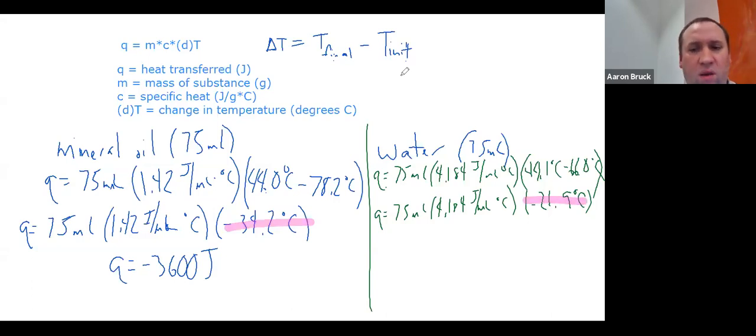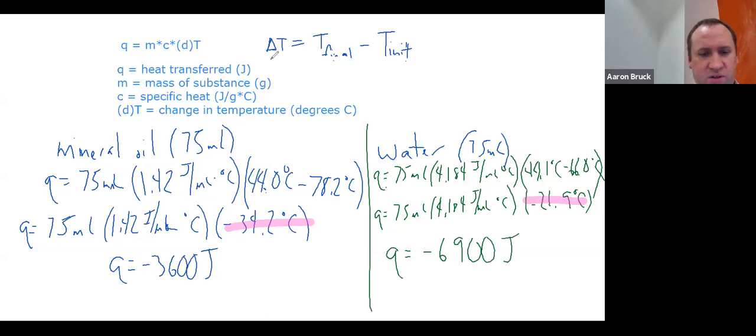So if we compare the two substances side by side, we can see that the water lost a lot less temperature. Now let's see if that computes to any kind of energy. Negative 21.9 times 4.184 times 75. We actually see that from a heat standpoint, the water actually lost a lot more energy, negative 6,900 joules.